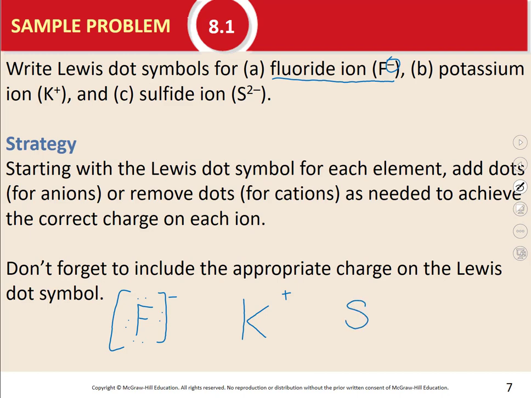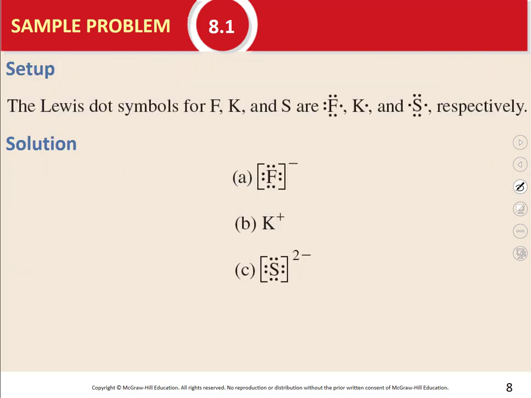So once we become sulfide, how many dots will be around it? 6. Start with 6, but once it becomes sulfide, it becomes 8. 1, 2, 3, 4, 5, 6, 7, 8. What else do I need? Brackets and 2 minus. So there we go.